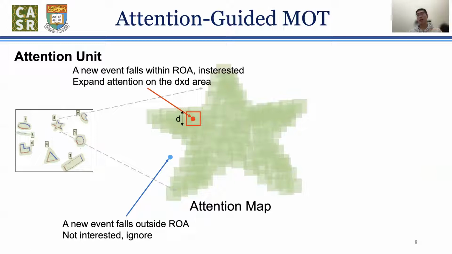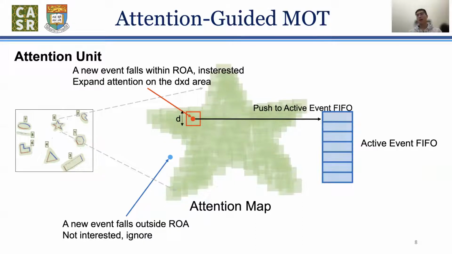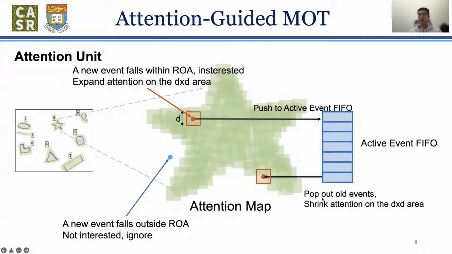Also, we want our AU to update its region of attention as the object moves. So we need to additionally introduce a mechanism to shrink and forget the old attention. Here is where this active event FIFO comes in. When a new event is collected by the attention unit, it will be pushed into this active event FIFO. When the FIFO is full, the old events will be popped out, and they will also shrink the attention on the surrounding D by D area. In this way, the region of attention can be adapted as the object moves.